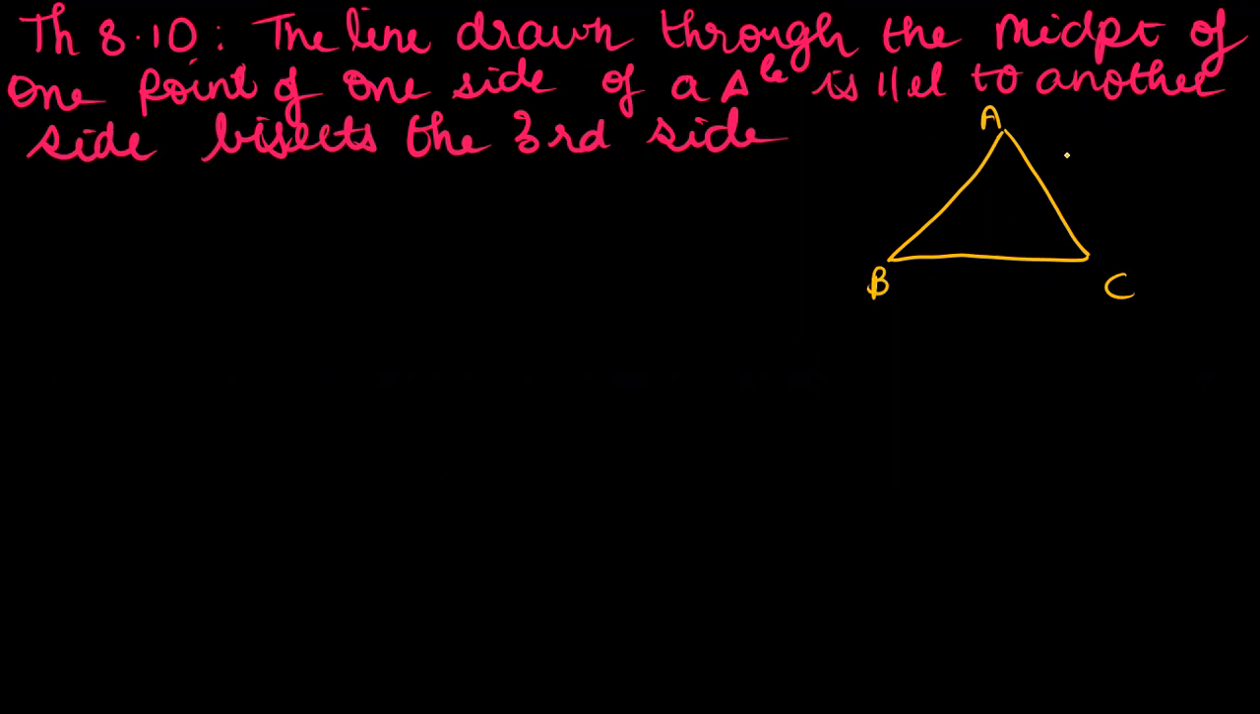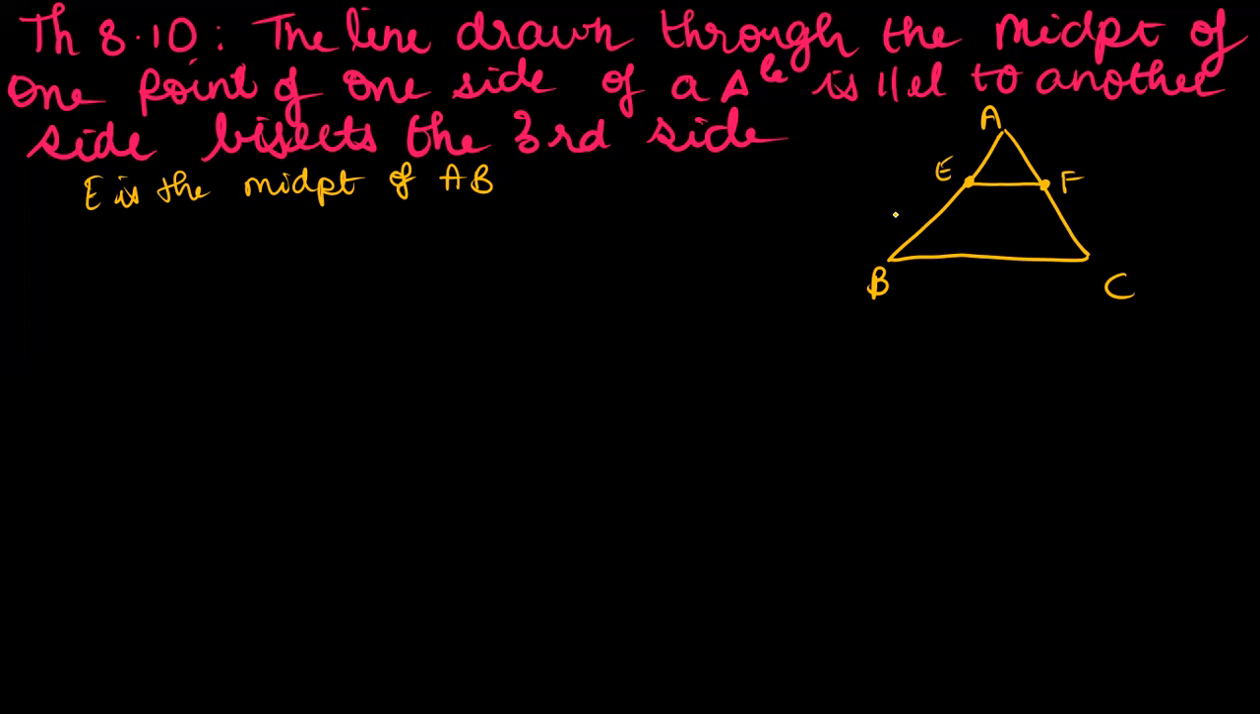Now, the line drawn through the midpoint of one side of a triangle, let's say that midpoint is F here, okay, for side AC. Okay, let's say, let's not take F, let's take E. Okay, leave F. We'll say E is the midpoint of AB. Okay, so E is the midpoint of AB according to the statement. Now we are going to draw a line through the midpoint of AB. Okay, we're going to draw the line like this.